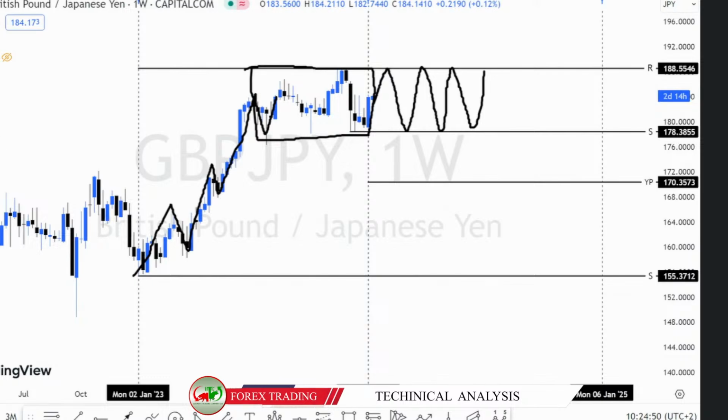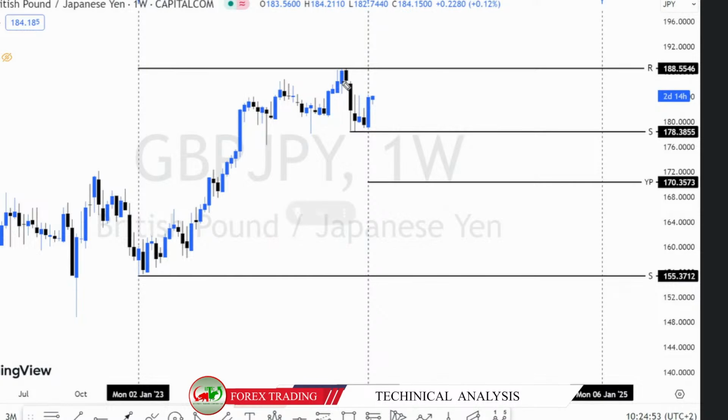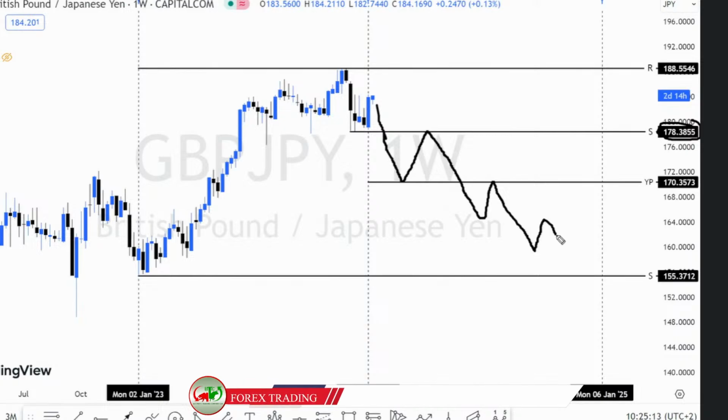So I guess the best way to trade GBP/JPY will be to trade a break and close below this support. Because if we get a bearish candle which breaks and closes below this support, we could expect a possible downtrend of GBP/JPY for 2024. Otherwise, if we break and close above this resistance, we could continue to see an upward trend in GJ.